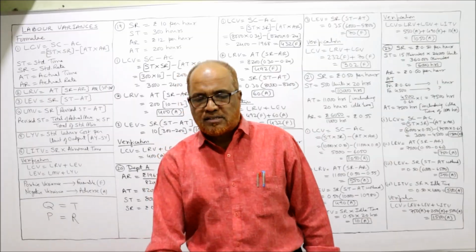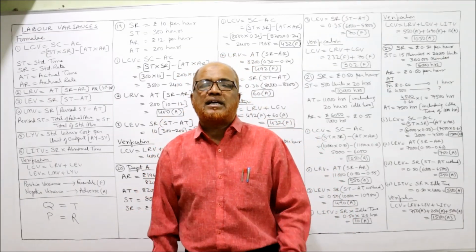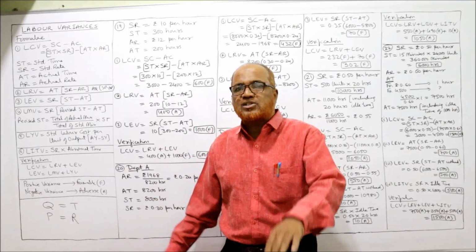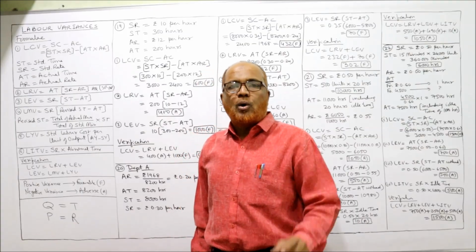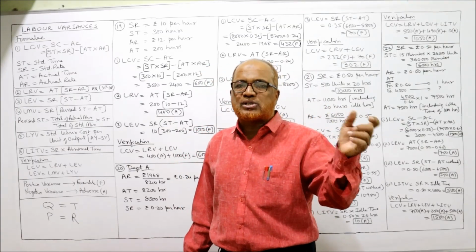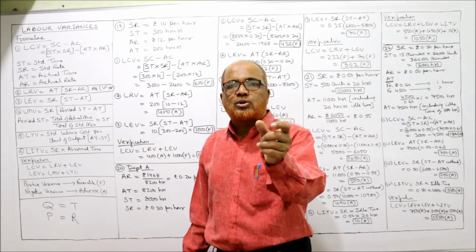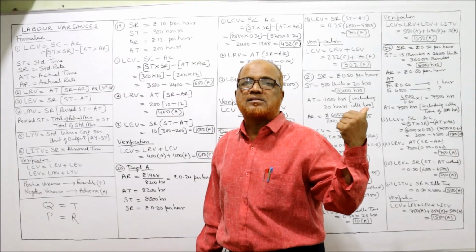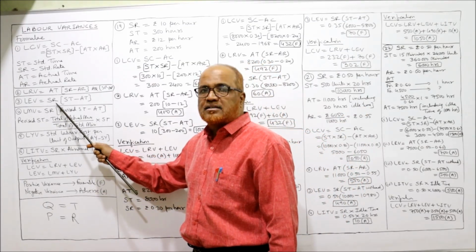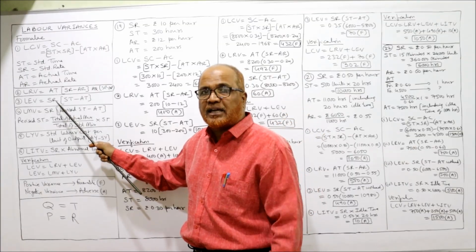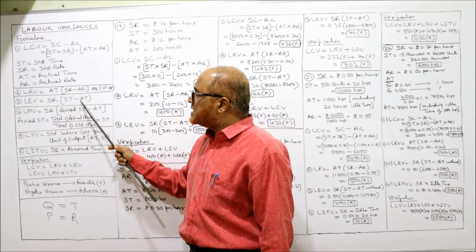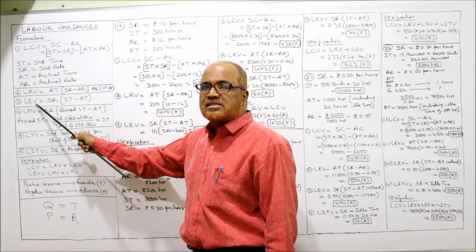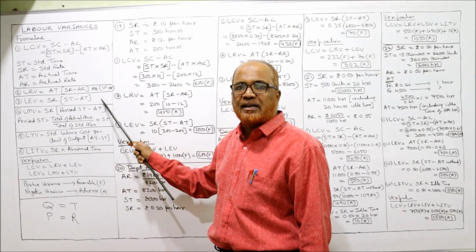Labor efficiency variance. This variance is exactly similar to material usage variance. Material usage variance is transformed into labor efficiency variance. What is the formula for material usage variance? Standard price into standard quantity minus actual quantity. That was the formula in material variances. Now I am changing it. Instead of standard price, I am taking standard rate into ST minus AT, standard time minus actual time. So LEV is equal to standard rate into standard time minus actual time.